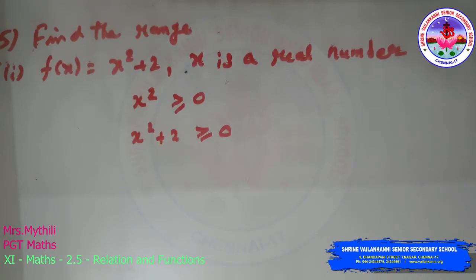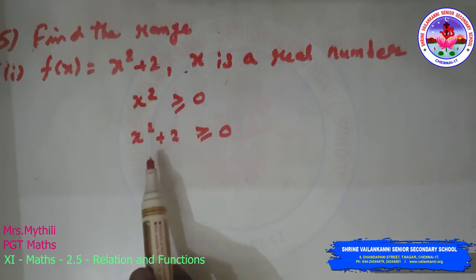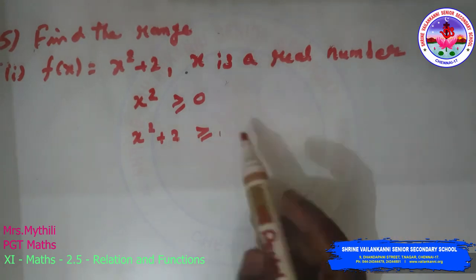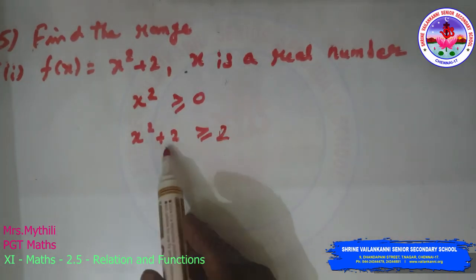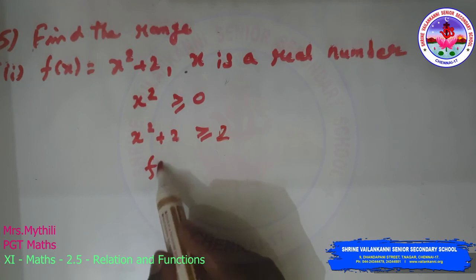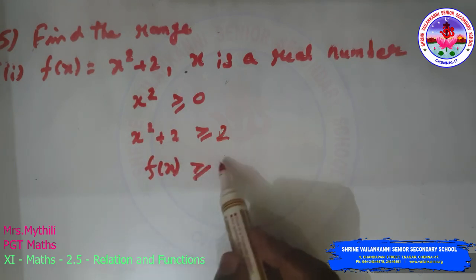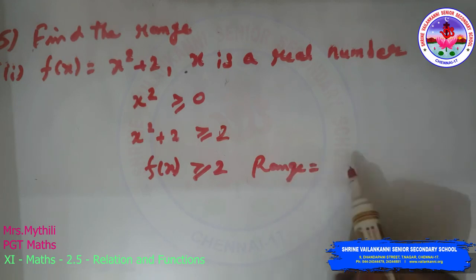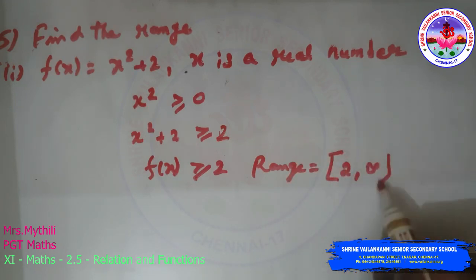Second one, f of x equal to x square plus 2. X is a real number. We know that x square is greater than or equal to 0. Adding 2 on both the sides, x square plus 2 is greater than or equal to 2. What is x square plus 2? Which is nothing but f of x. F of x is greater than or equal to 2. So range is 2 to infinity, open interval.